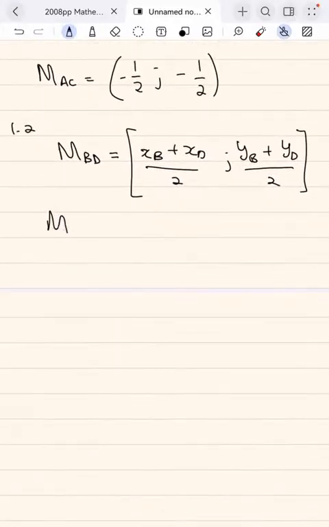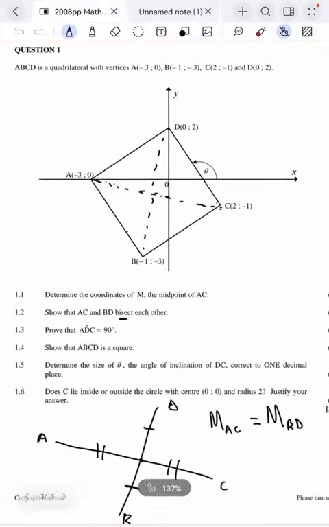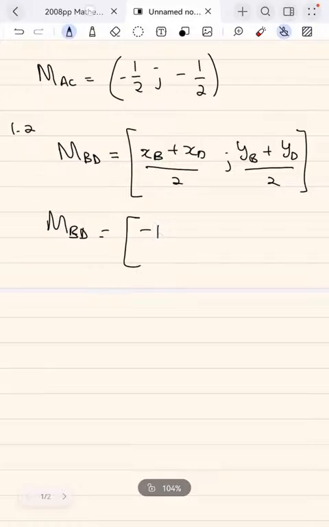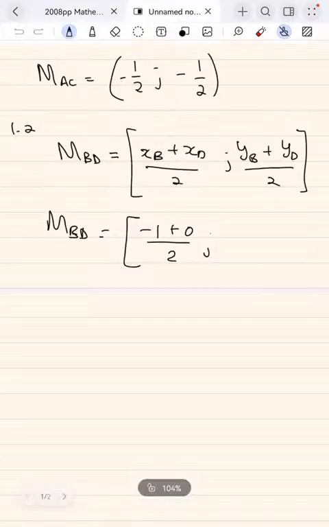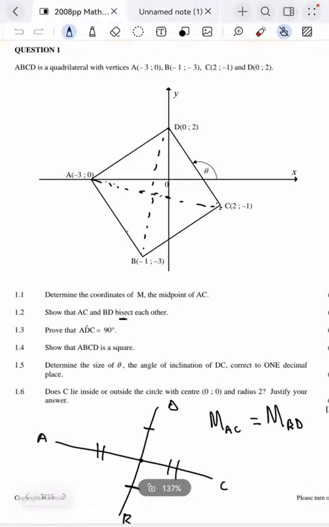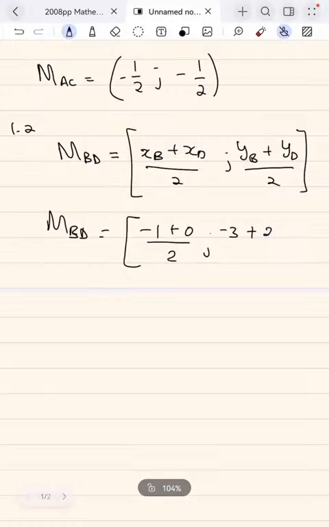Alright, we say MBD, which is the midpoint of BD, is going to be, what is the x of B? The x of B is -1. What is the x of D? The x of D is 0, all divided by 2. What is the y of B? The y of B is -3, plus what is the y of D? The y of D is +2, all divided by 2.